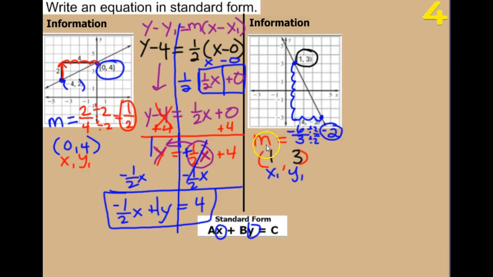If you notice, we have a point and a slope. Makes sense then to start with point-slope form. So I'm going to plug in what I know. Y minus y1, which is now 3, equals our slope, m, which is negative 2, and then x minus x1, which is 1.